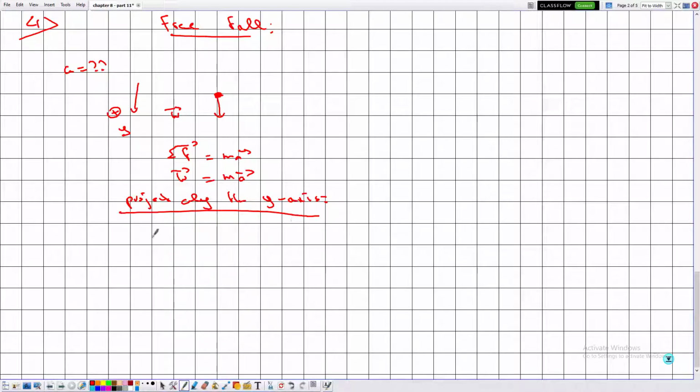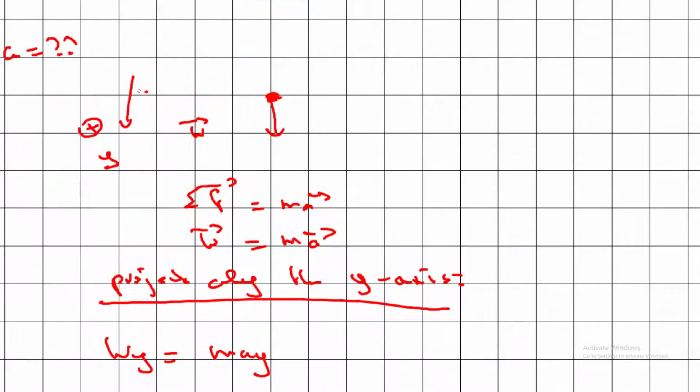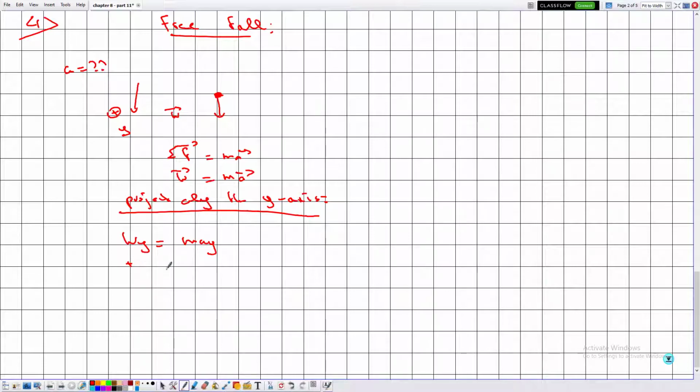So here simply we drop down the vectors, we have Wy equal to may, which means that Wy is in the positive direction of the y-axis, so it's plus W, no need for any cosine because it's parallel. We know that the value of the weight is given by mg, which is equal to may, and in this case m cancels with m, so g is equal to ay.